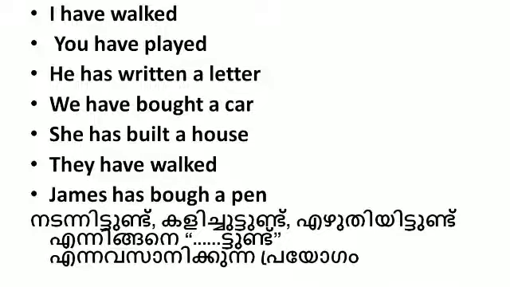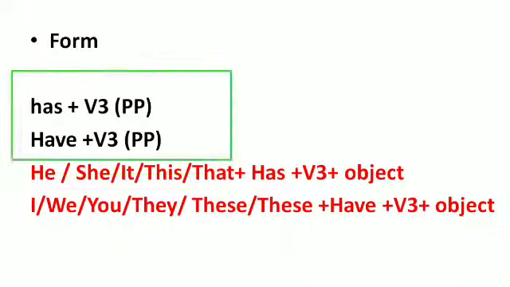That we have discussed in auxiliaries, has and have. Has and have plus V3. That means the third form of the verb, that is the past participle form, will be used in present perfect tense. Has plus V3, that means PP, the past participle form of the verb. Have plus V3, the past participle form of the verb. Has only will be used along with a third person singular subject.